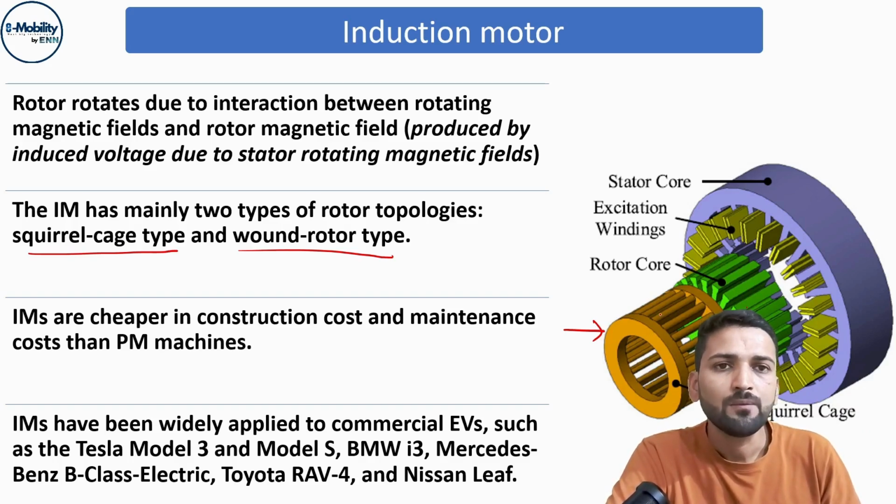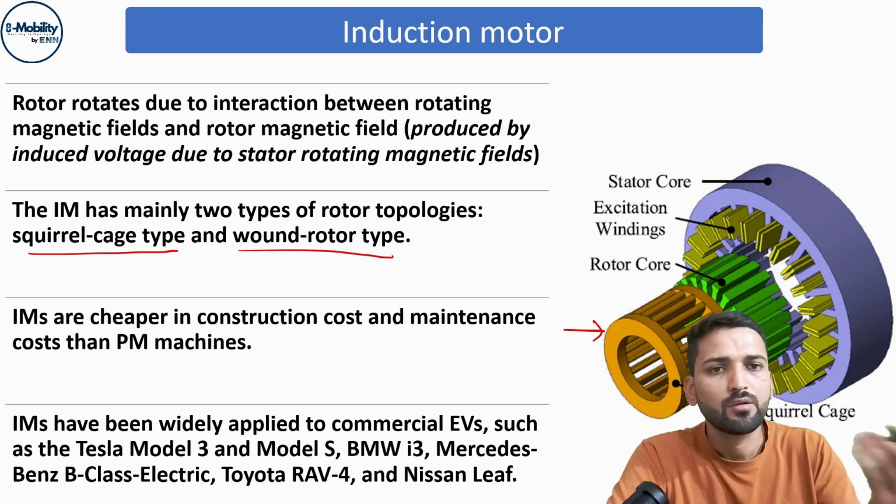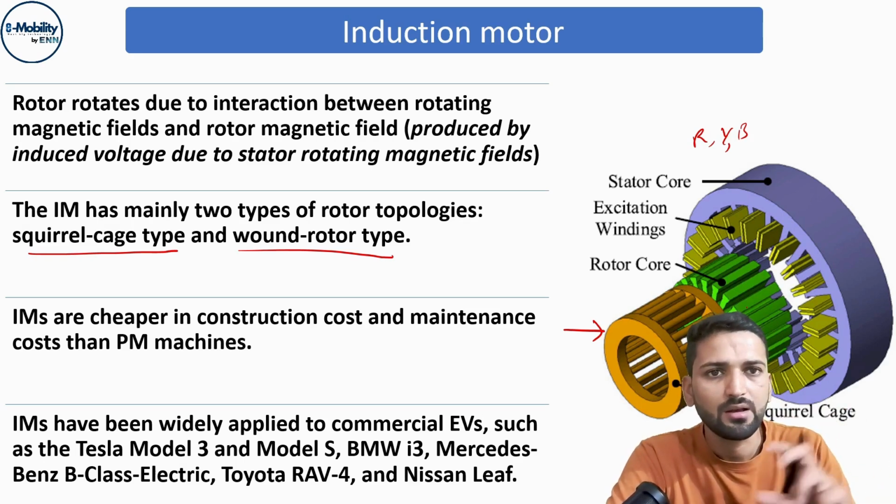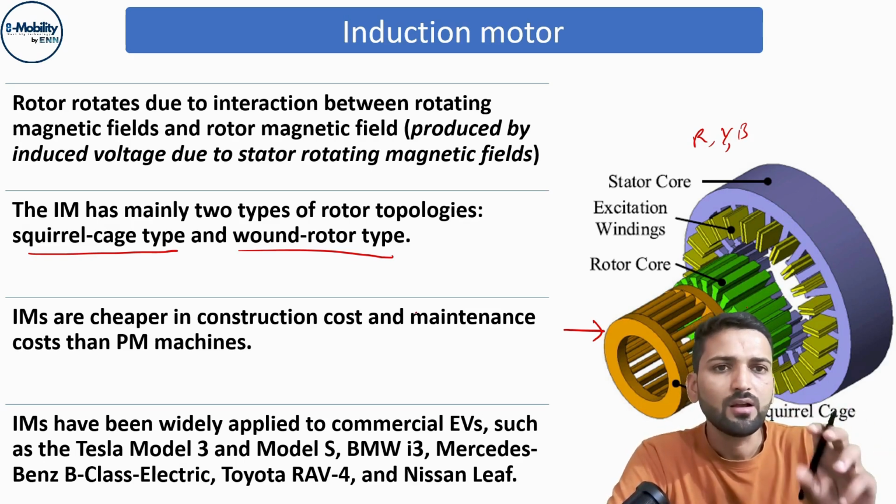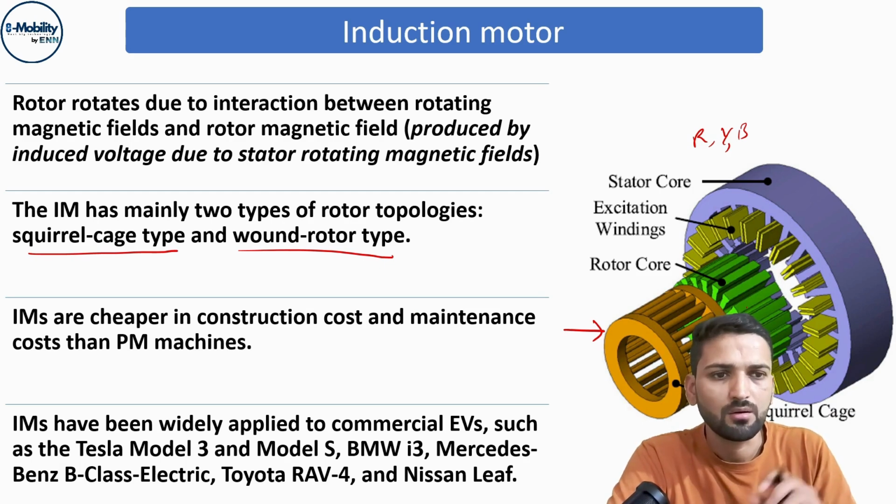So we are using a squirrel cage type rotor to depict the induction motor, but it could have been a wound rotor type. Wound rotor means there are windings on the rotor also. On the stator, there are windings as we have learned in the last video. It will be R phase, Y phase, and the B phase, shifted by 120-degree electrical angle. So this is how the stator and rotor are placed.